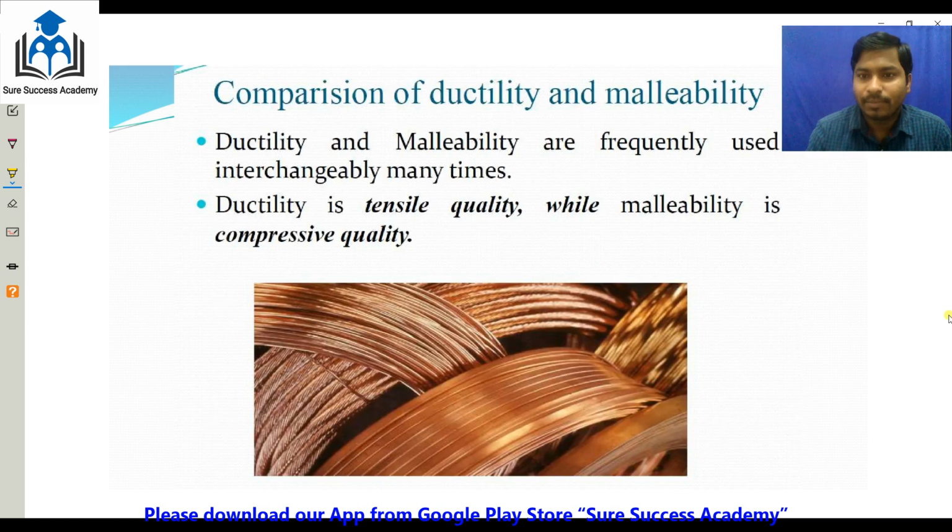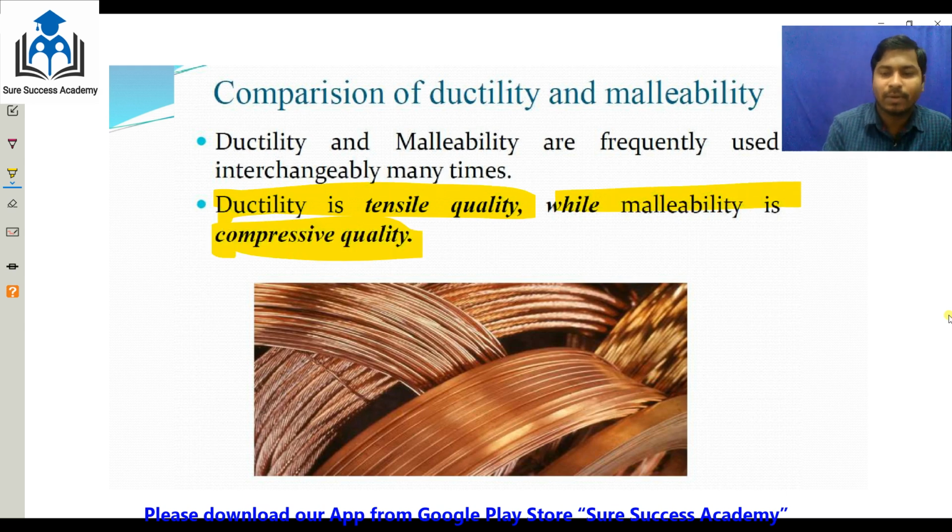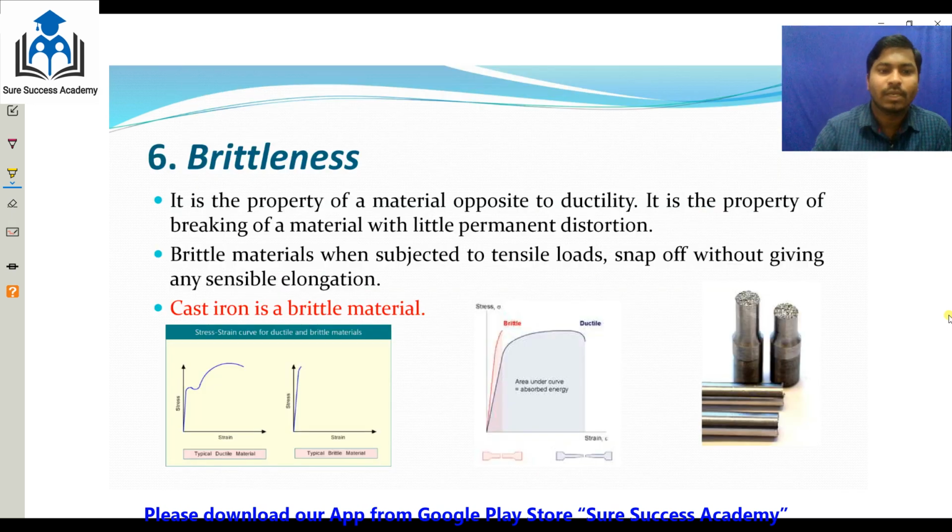Comparison between ductility and malleability: they are frequently used interchangeably, but they are not the same. Ductility is a tensile quality, whereas malleability is a compressive quality, and both involve plasticity. Ductility is the ability of a material to be drawn out by application of tensile force. Malleability is making thin sheets by hammering action through the application of compressive forces. A ductile material should have high tensile strength, and for the malleability property, the compressive strength will be high.